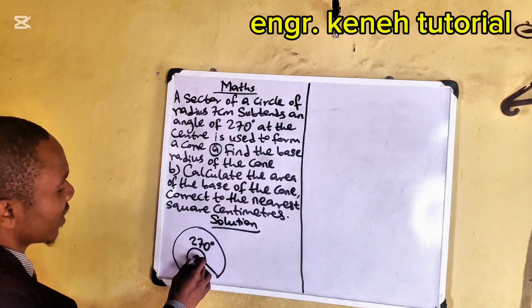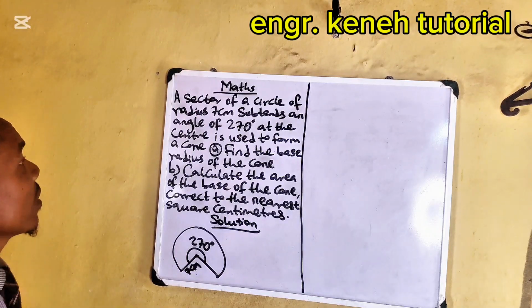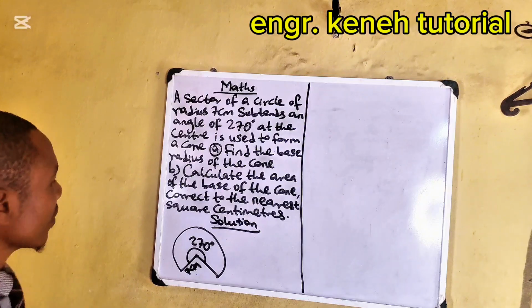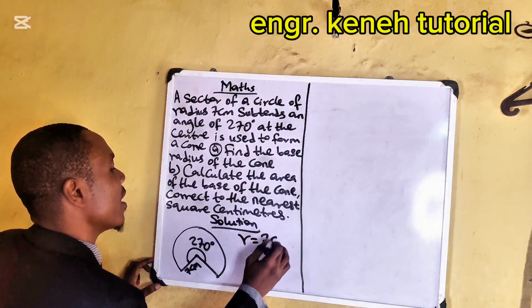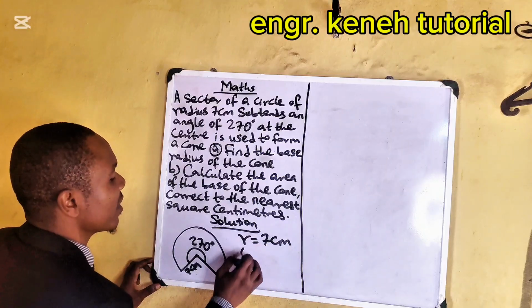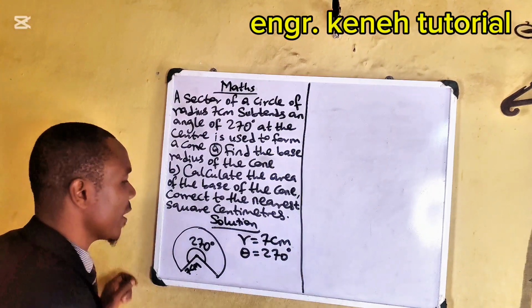Look at the center of the circle here. From here to here is 7 cm. Alright, so we have radius to be 7 cm and we have theta to be what? 270 degrees. Can you see that?